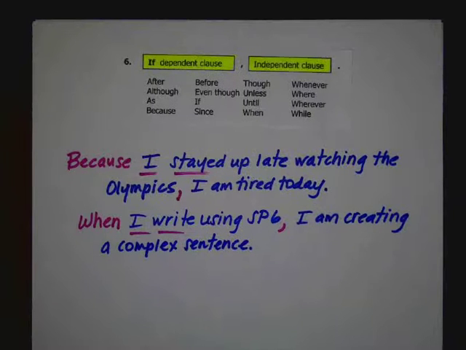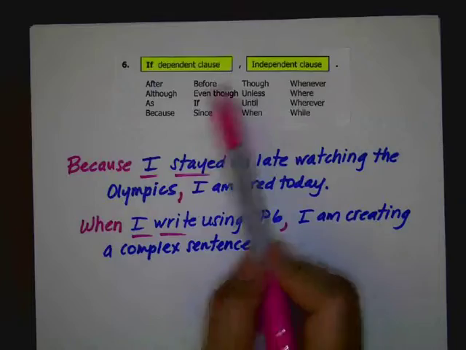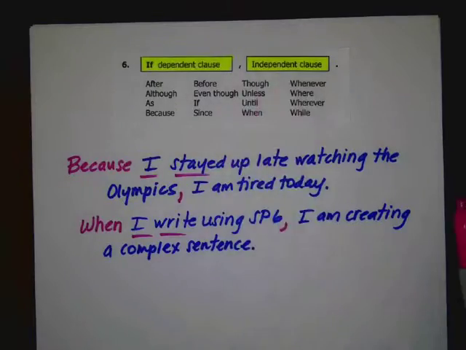But for now, remember that anytime you start with any of these words here, you're always going to need a comma and then another independent clause or complete sentence.